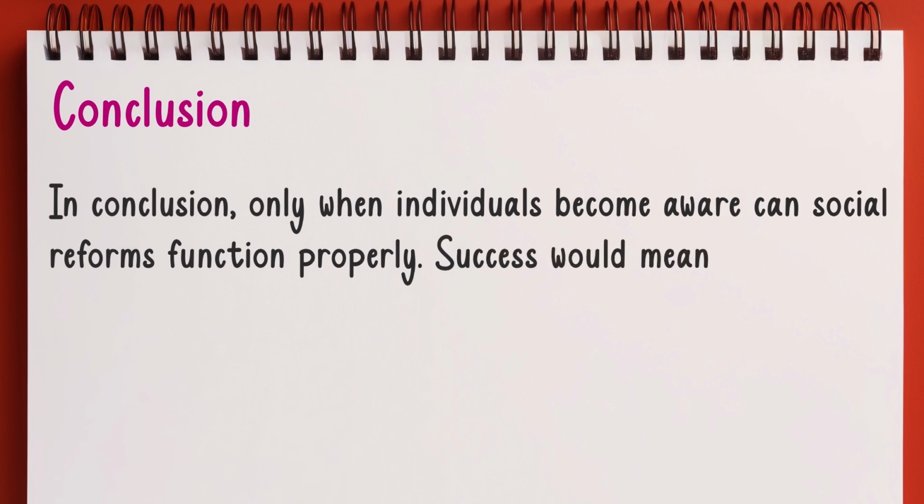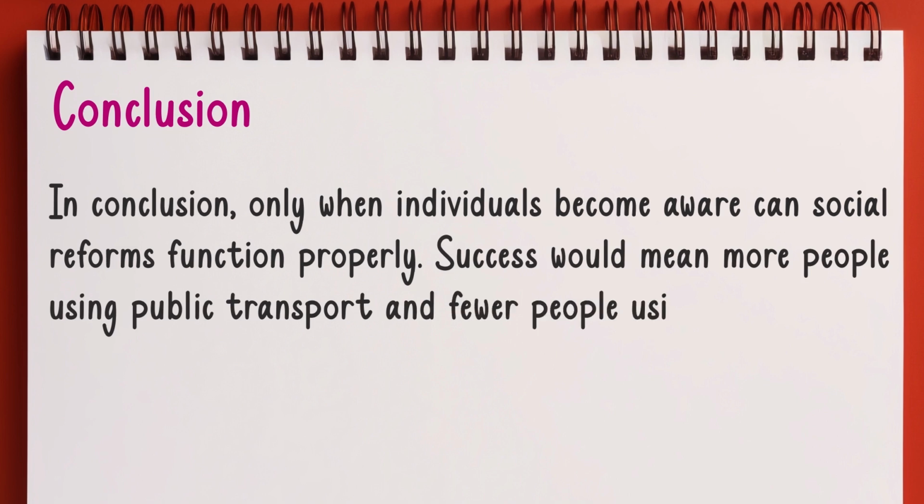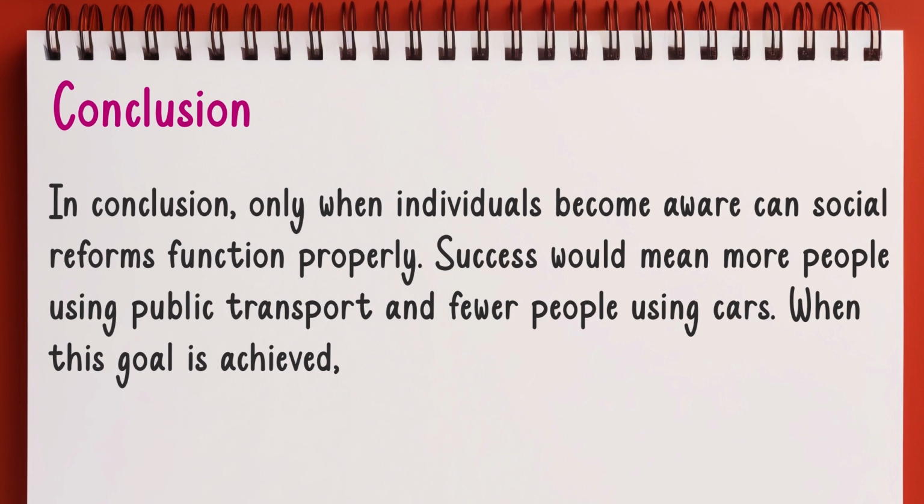Success would mean more people using public transport and fewer people using cars. When this goal is achieved, so this is the prediction, stress on the environment will be decreased. And again, I reiterate what I said before. You can end your essay any way you like. You can talk about a threat of, for example, more cars on the roads. Or you can also give some suggestions or recommendations to the reader. You can also talk about prediction.